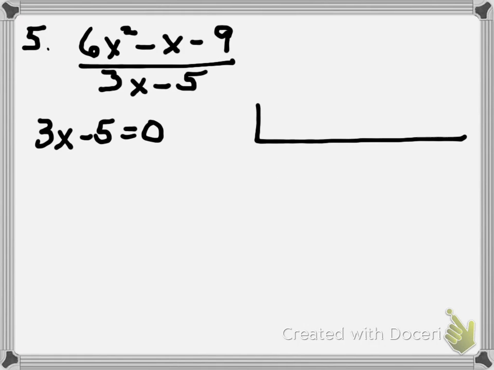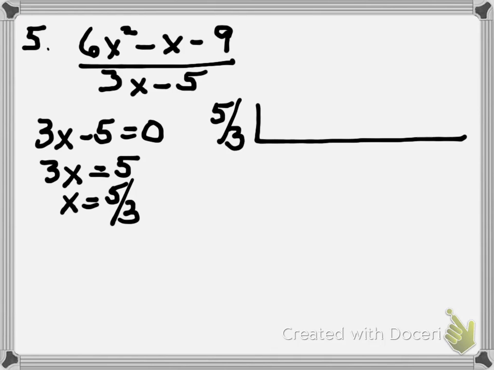So we're taking 6x squared minus x minus 9 and dividing by 3x minus 5. Take the denominator and set it equal to 0. So I have 3x equals 5. X is equal to 5/3 as a root or a solution. The coefficients are 6, -1, and -9.